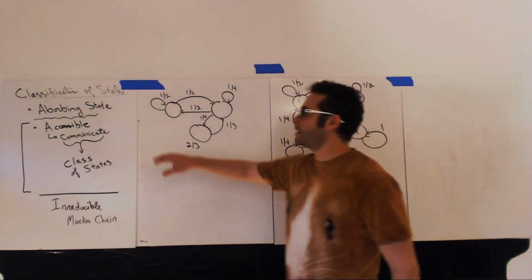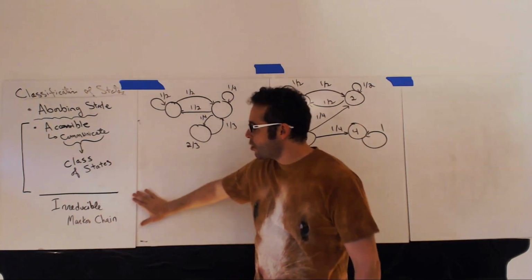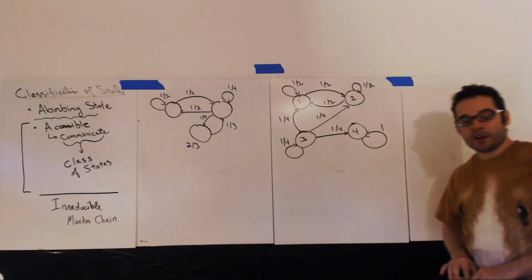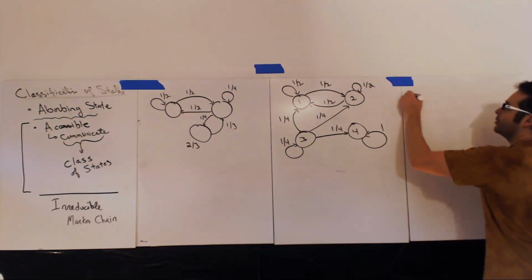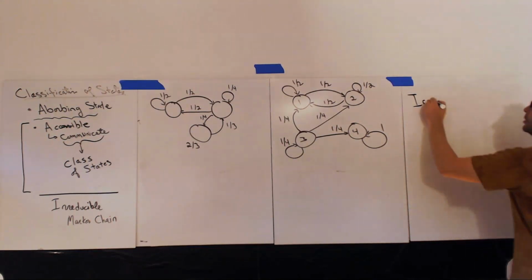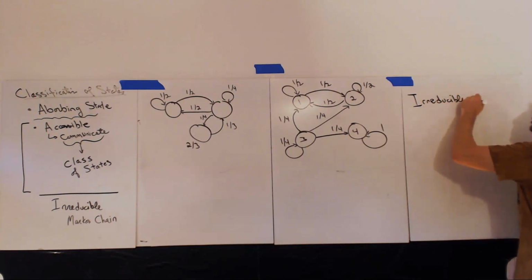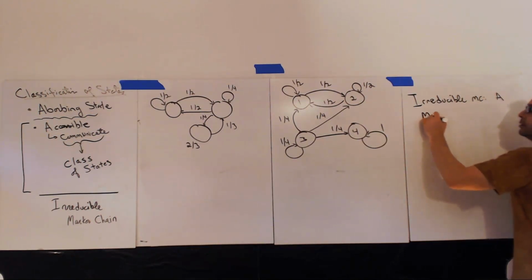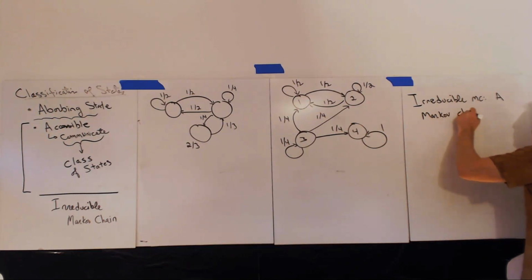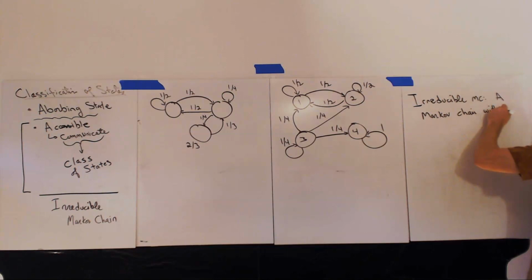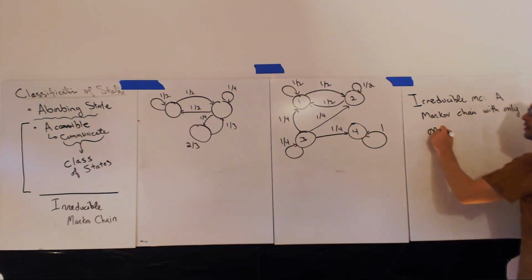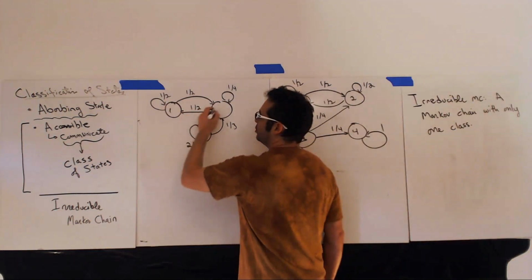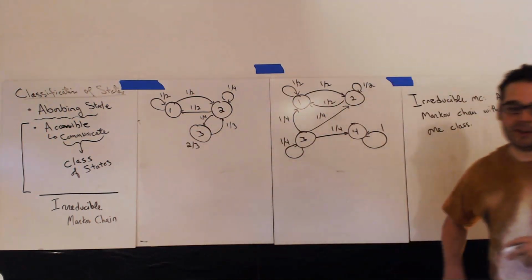Based on the concept of accessibility, communication, and classes of states, we're going to introduce a new concept referred to as irreducible Markov chains. All right. So an irreducible Markov chain is defined to be a Markov chain with only one class.